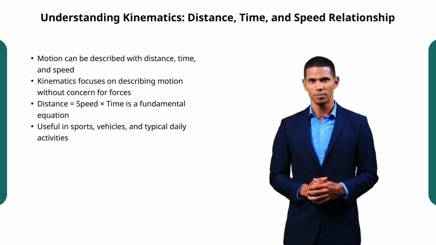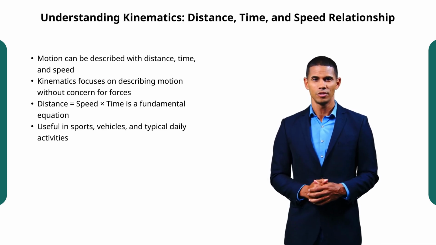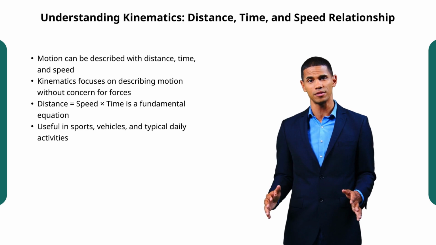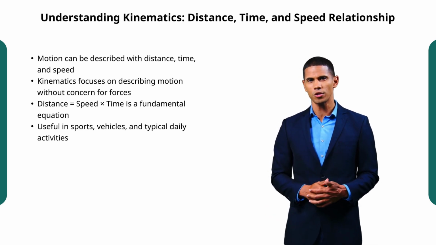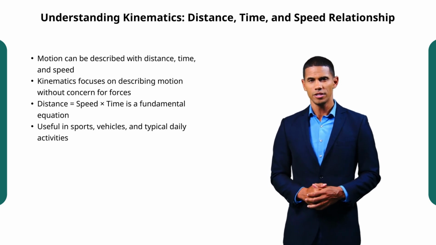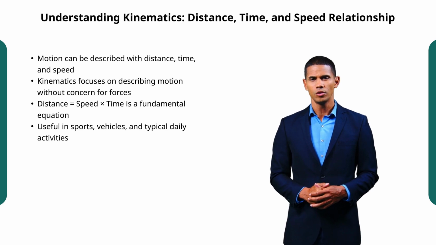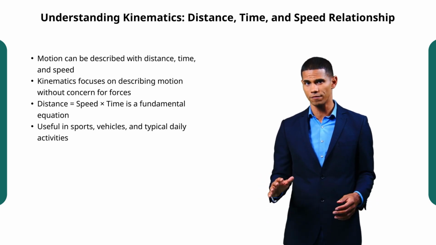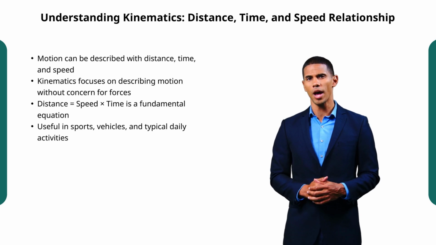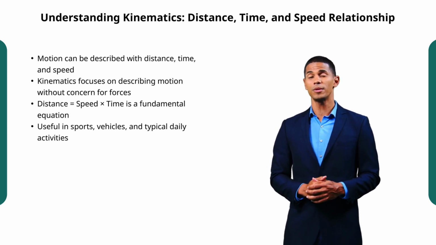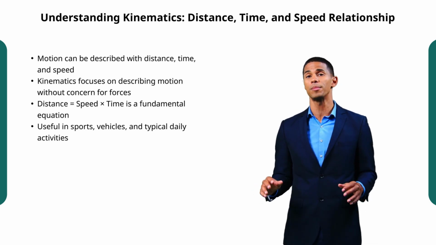Let's uncover the basics of kinematics, the branch of physics that describes motion. It tells us how objects move by studying quantities like distance, time, and speed without worrying about what forces cause the motion. The fundamental relationship here is distance equals speed multiplied by time, which you've seen earlier. This is simple but powerful. This helps us understand everything from how fast a cricket ball moves to predicting arrival times of buses or trains. Knowing this allows athletes to pace themselves, drivers to plan trips, and scientists to analyze natural phenomena.